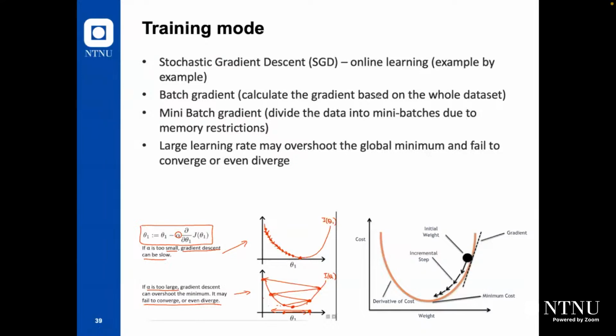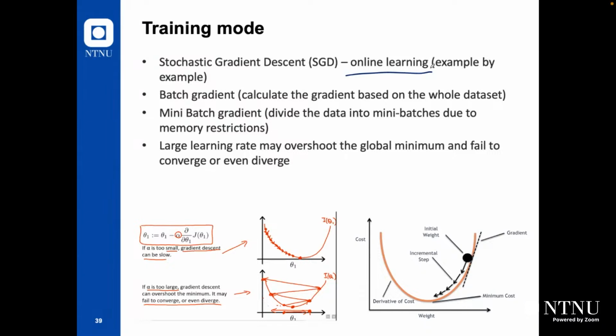The training mode, stochastic gradient descent, we call it online learning. So we will do the learning process example by example, and it's good for systems, for example, implemented in an edge device, where you are collecting data in real time. You don't need to collect the data and train your model later. Once you have new data coming in, you can just train your model example by example, and therefore we call it online learning. It's good when you don't have enough memory.